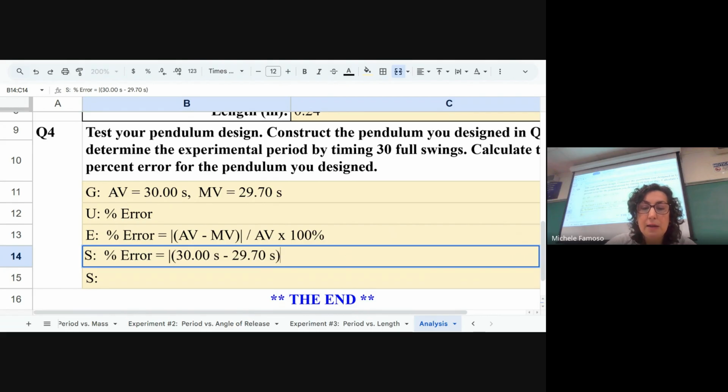Close your parenthesis. Add the vertical line for absolute value. Then you're going to divide by the accepted value. We're all going to divide by 30.00 seconds. And then we're going to multiply by 100%.